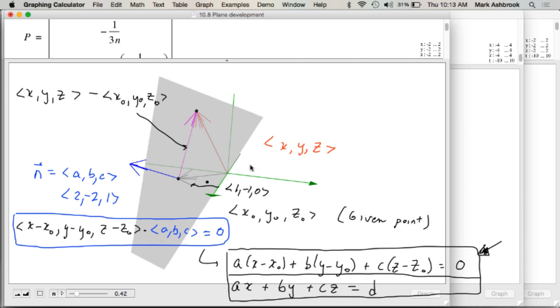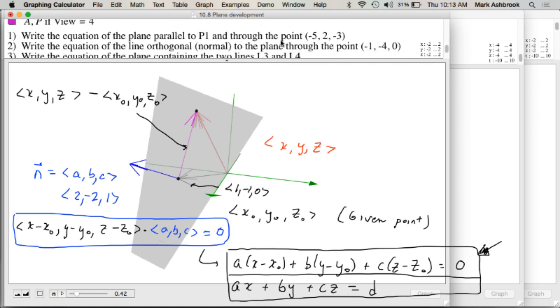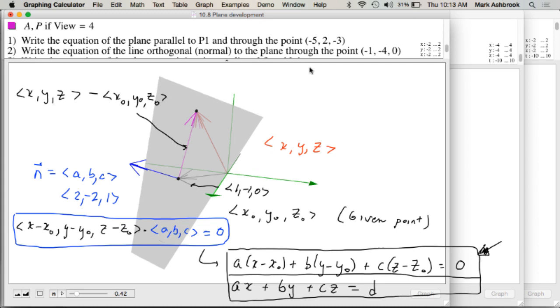Okay, a couple of easy questions just to finish up here. Let's do these for the sheet so we have something to turn in. So that's plane 1, P1. P1 is the plane that has normal vector 2, negative 2, 1, and point 1, negative 1, 0. So write the equation of a new plane that's parallel to this one and goes through the point negative 5, 2, negative 3. So you should have the two things you need.